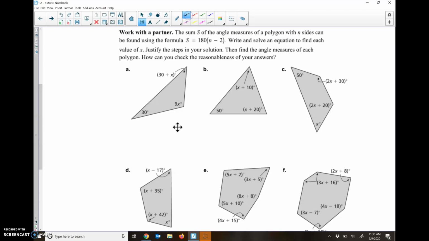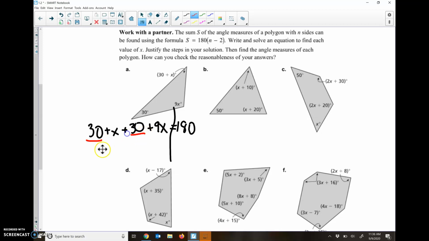So we have a triangle here, and I know a triangle equals 180 degrees. Over here I have 30 plus x, and then I have a 30. And then I have a 9x. So when we're solving multi-step equations, first we try to simplify one side of the equal sign. The right side is already simplified, it's 180. So I'm going to look at the left side of the equal sign and see what I can simplify there.